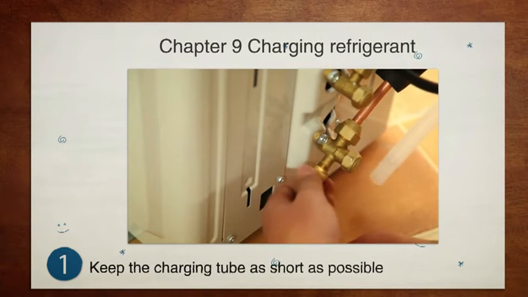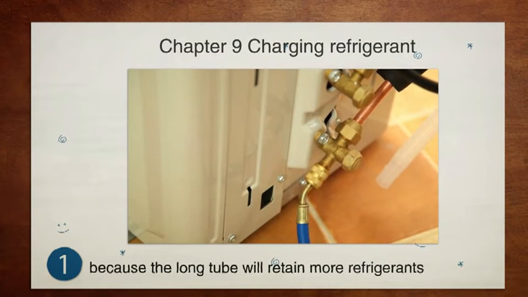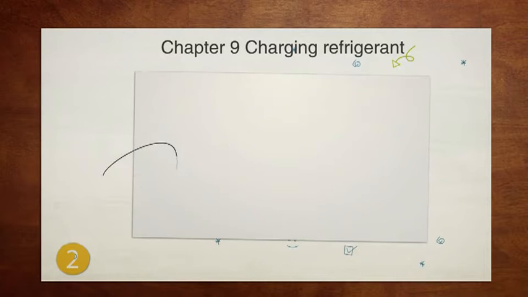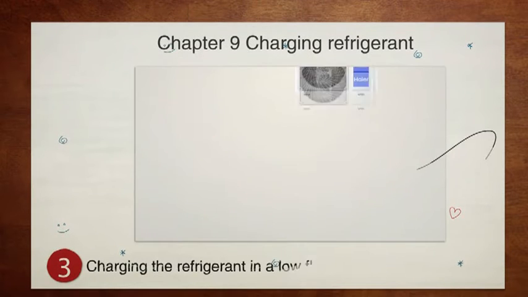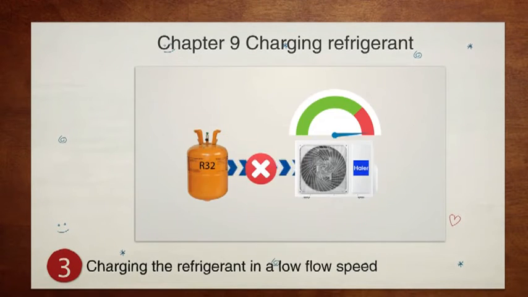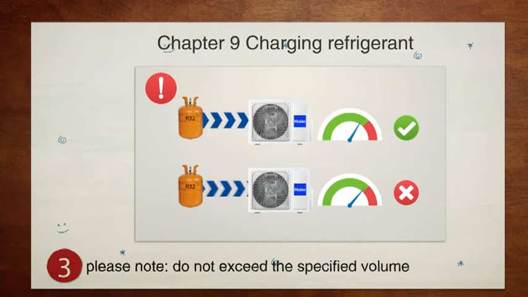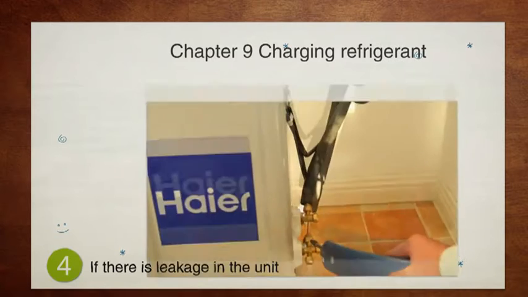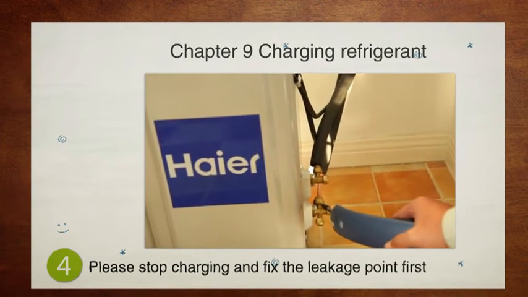Keep the charging tube as short as possible because the long tube will retain more refrigerant. Number 2. Make sure the unit is grounded before charging. Number 3. Charge the refrigerant at a low flow speed. Please note, do not exceed the specified volume. Number 4. If there is leakage in the unit, please stop charging and fix the leakage point first.